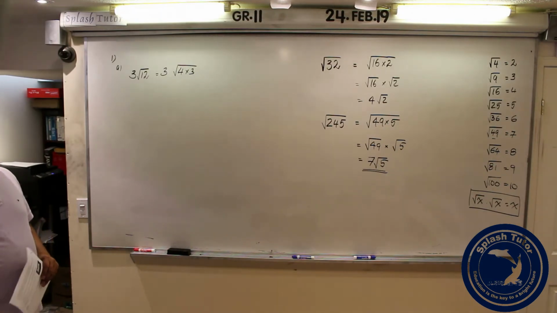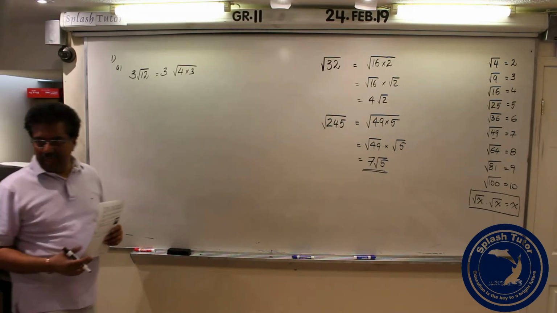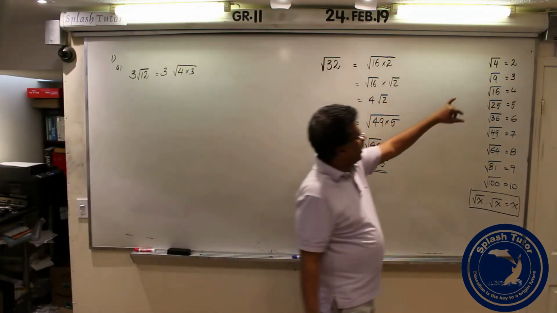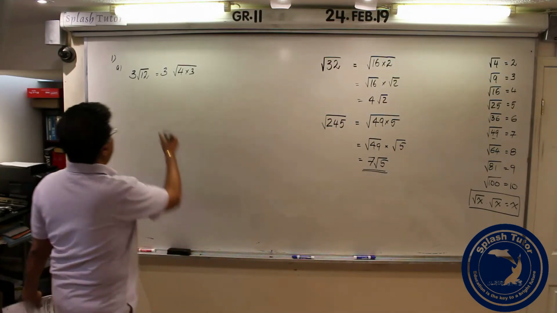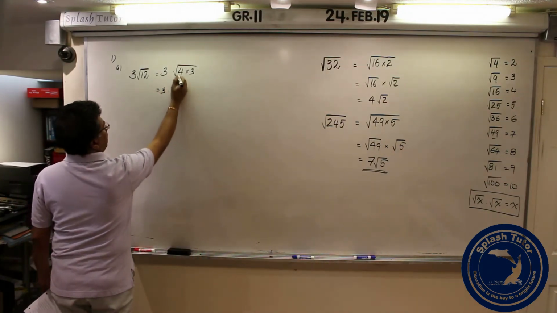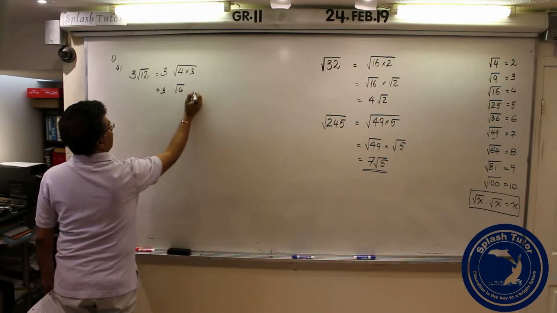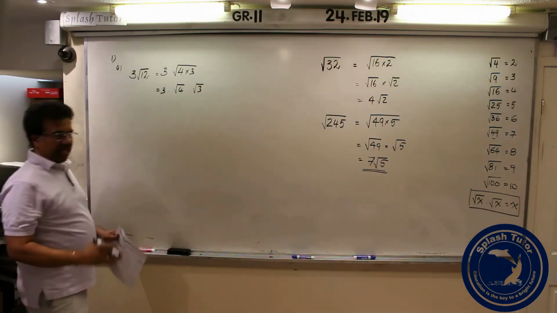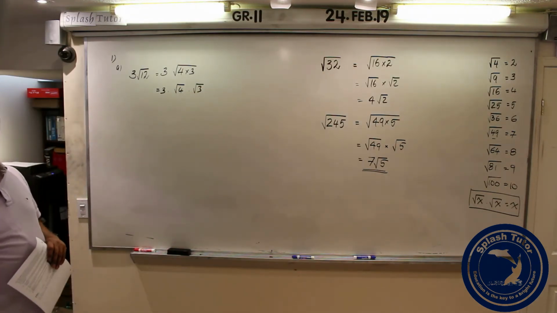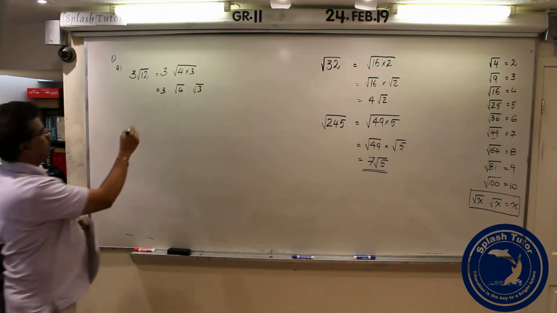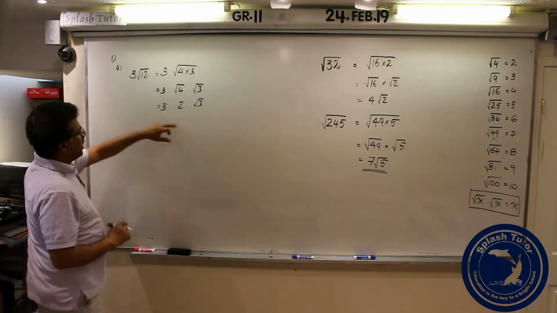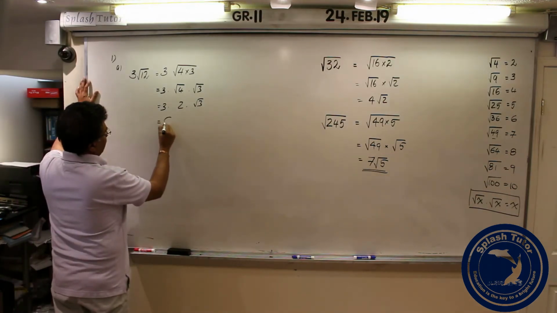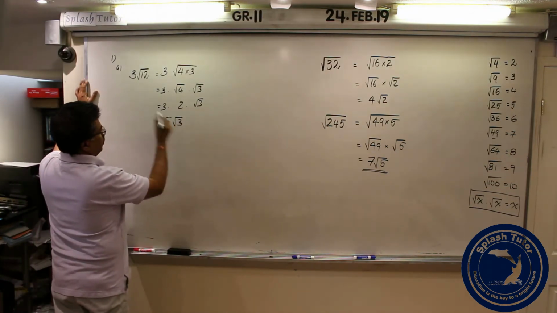Now look at this. I write the number 4 in the front, not 3 times 4, because whichever number I found here, I write it on the front. Now if you do that, we have a 3 here. This is 4 times root 3. Now we can split that. But we know root 4 is 2. So that means 3 times 2 is 6 root 3.